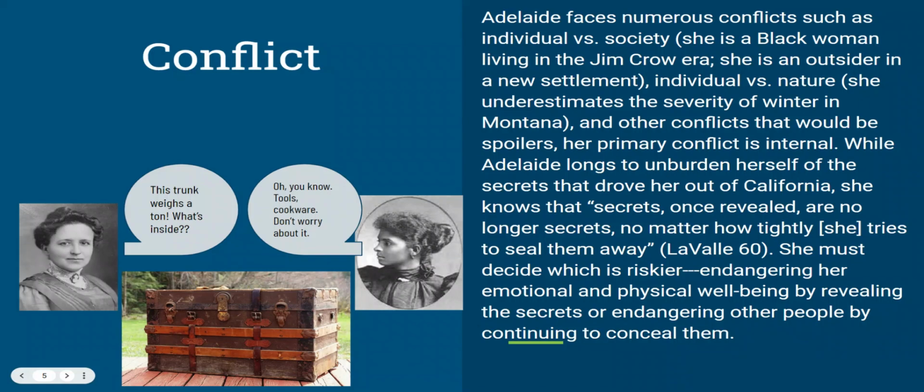But her primary conflict is internal because she has to make a decision. She really wants to unburden herself of the secrets that made her leave Cali in the first place. But as Victor LaValle writes, she knows that, quote, secrets, once revealed, are no longer secrets, no matter how tightly she tries to seal them away, unquote. That's from page 60. So she has to choose which is riskier, endangering her emotional and physical well being by revealing the secrets and dealing with consequences, or endangering other people by continuing to conceal these secrets.